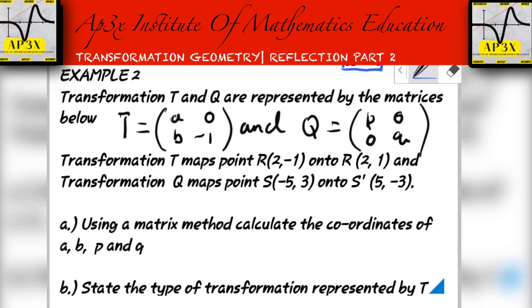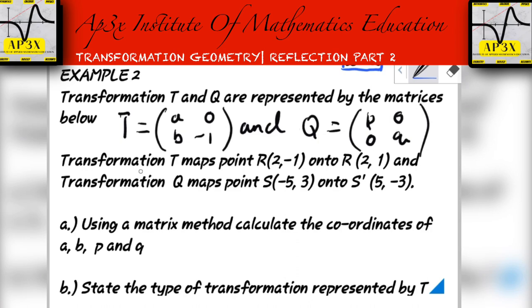So basically T is a type of transformation. We don't know which one it is. We don't know if it's just a made up transformation, or a standard transformation like a rotation or an enlargement, or a reflection. We don't know. And Q, same here, we don't know exactly what matrix it's going to be.